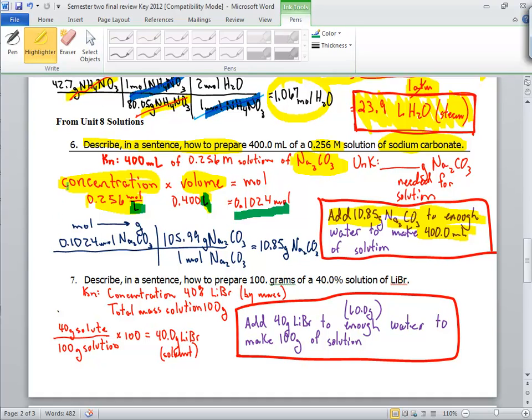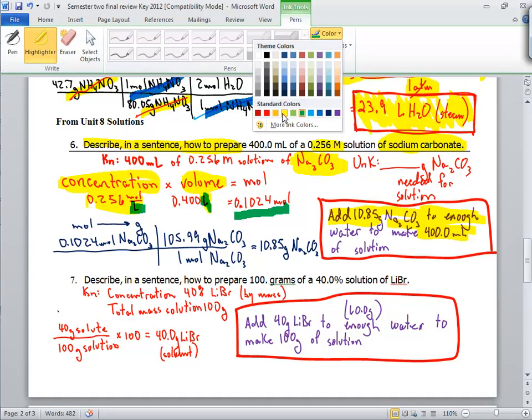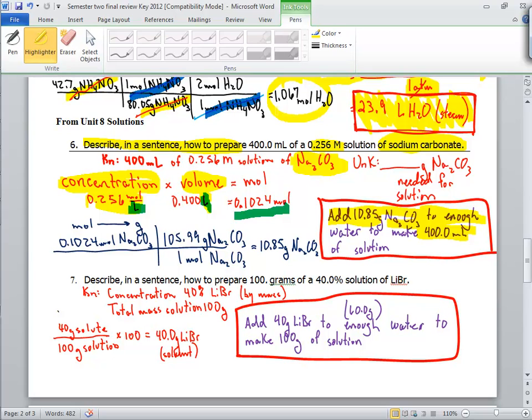Now, we're going to take that moles and change moles of sodium carbonate to grams of sodium carbonate. That's our next step, and we're going to do that just by the tried and true method that you've learned all year long. Moles times molar mass equals grams of the sodium carbonate. So this is the mass we need to make, the mass we need to measure out, and then we'll add that 10.85 grams of sodium carbonate to enough water to make our 400 milliliters of solution.